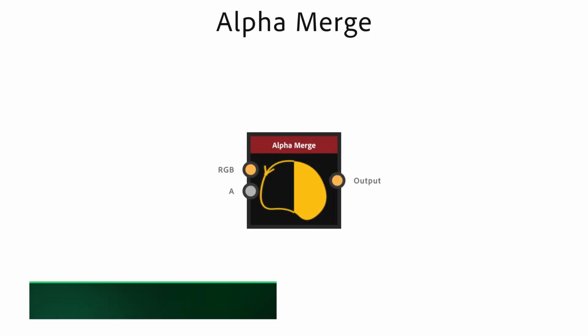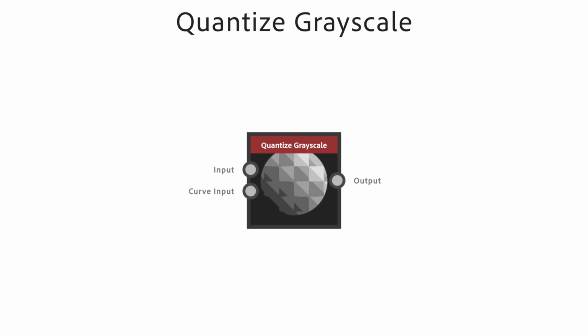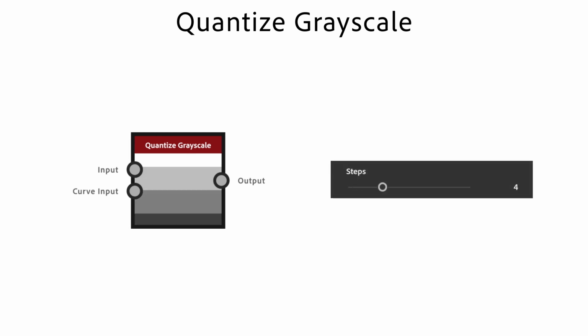The alpha merge node adds an alpha channel to an input that doesn't already have one. The quantize node reduces the precision of a gradient transition, introducing a stepped look. Steps defines the number of distinct steps for the input range.